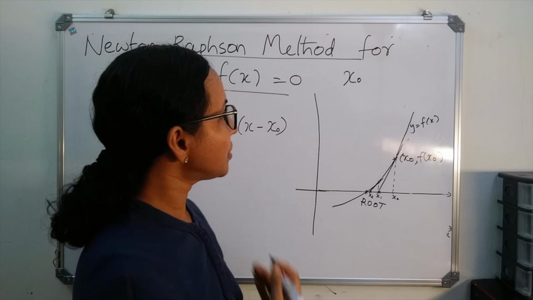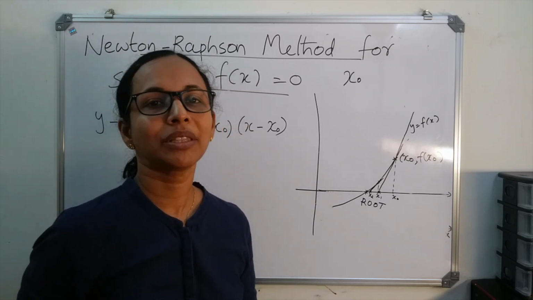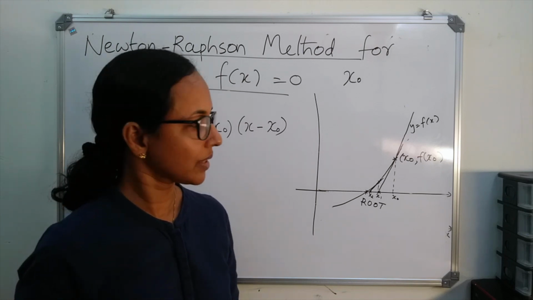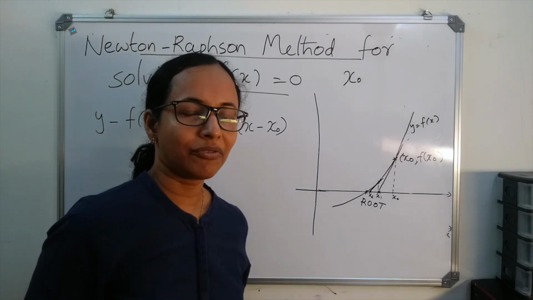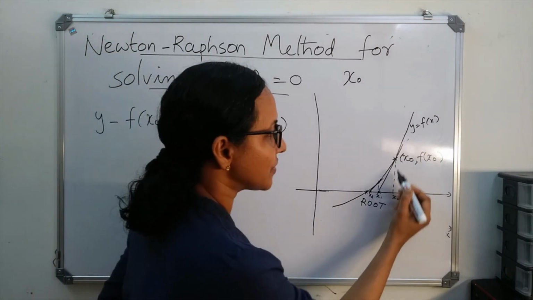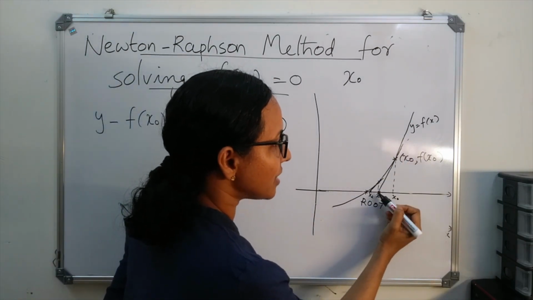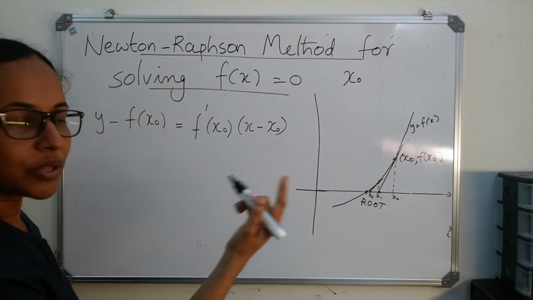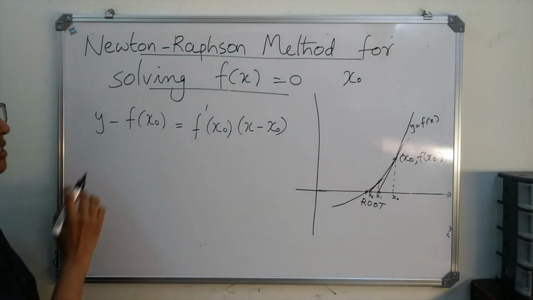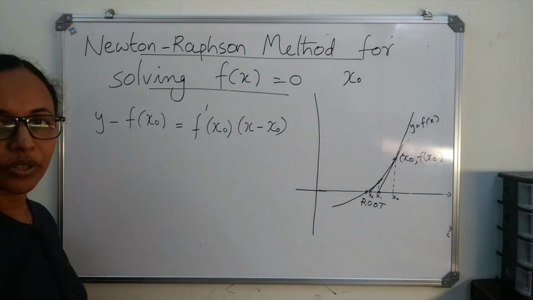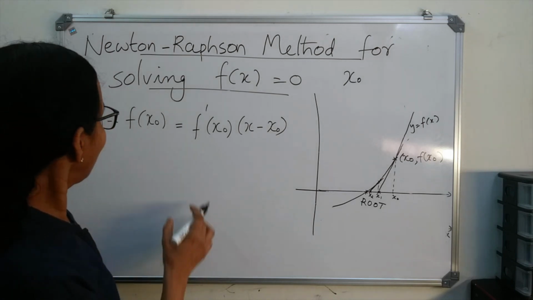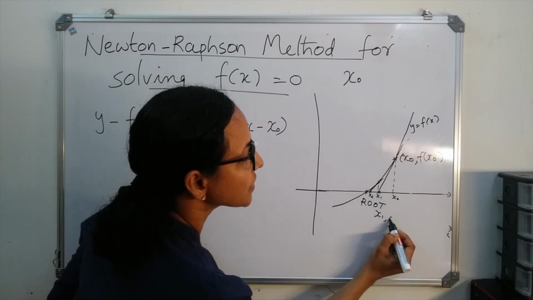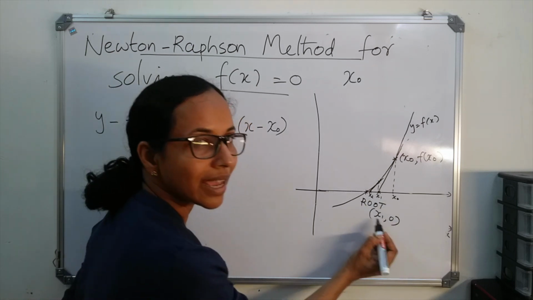This Newton-Raphson method is also known as the method of tangents, because we are finding the actual root by drawing tangents. Now we will derive a formula for this. Consider this tangent. This tangent passes through the point x naught, f of x naught, and the equation of that line is y minus f of x naught equals f dash x naught times (x minus x naught). Now this line passes through the point x1, 0. So y is 0, x is x1.